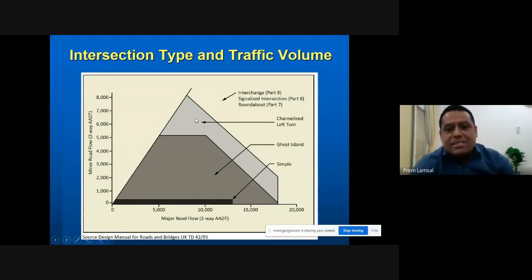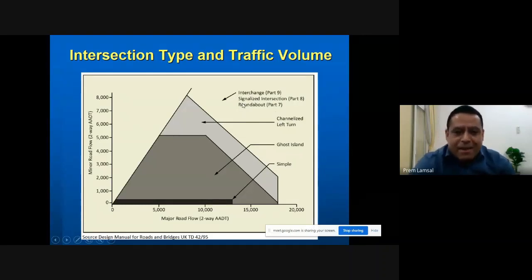And next, above this, you can see this other big area where the traffic volume ranges from 7,000 up to around 18,000 AADT on the main road and secondary road. Even this much traffic can easily be handled by channelizing the left turn or right turn, depending on whether we are driving on the left-hand side or right-hand side. If the traffic volume is beyond this space, then only do we need to go for a signalized intersection, roundabout, or interchange.